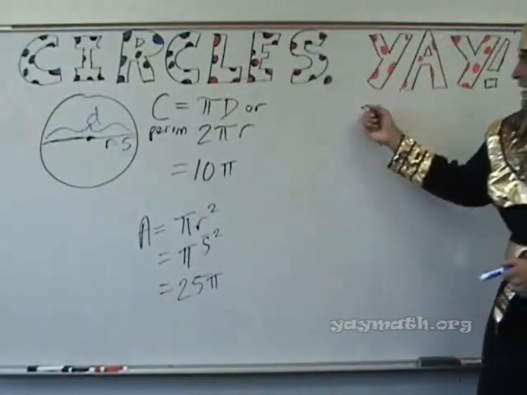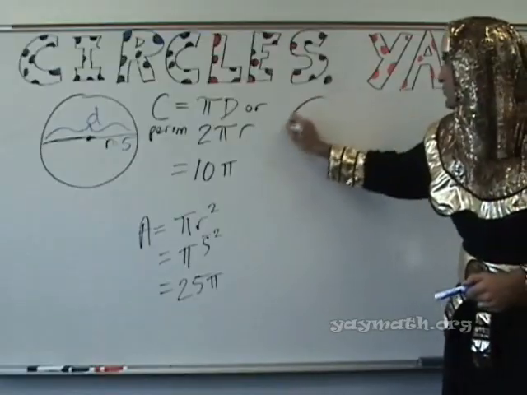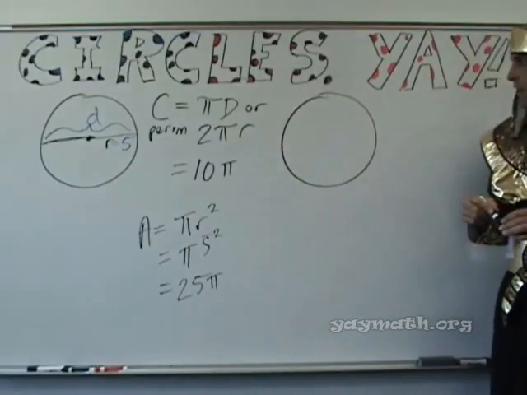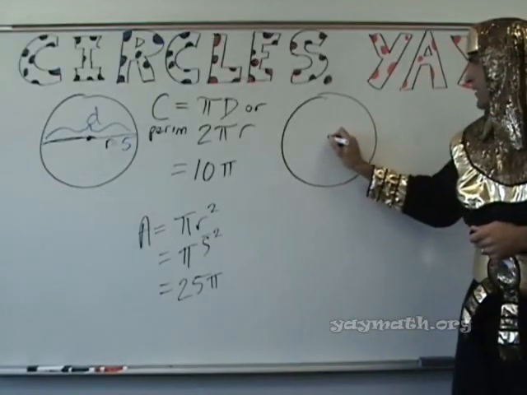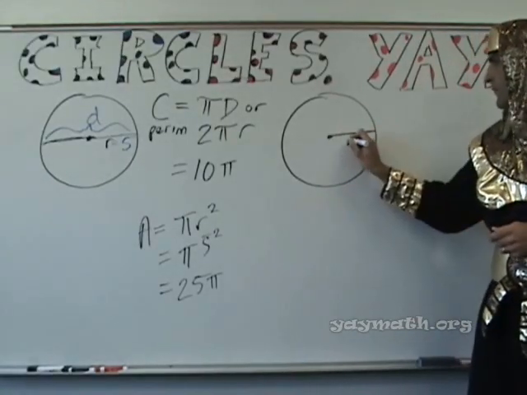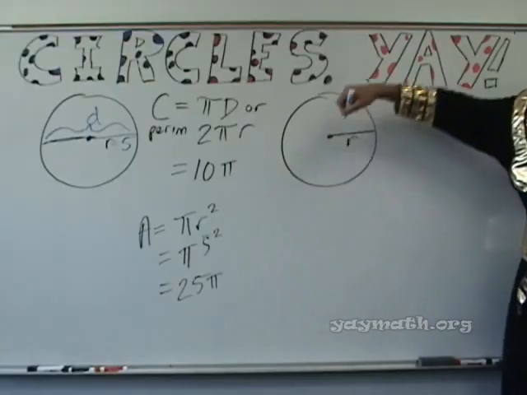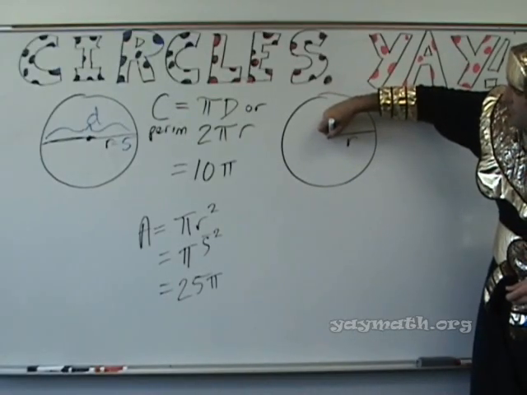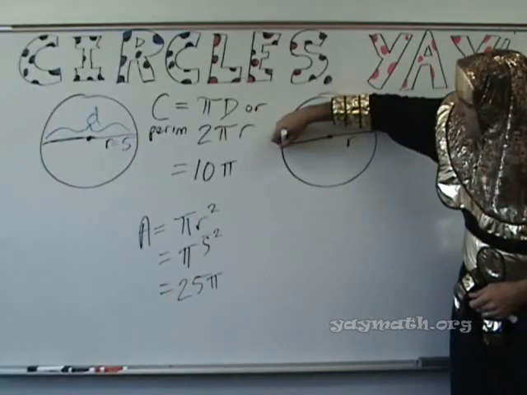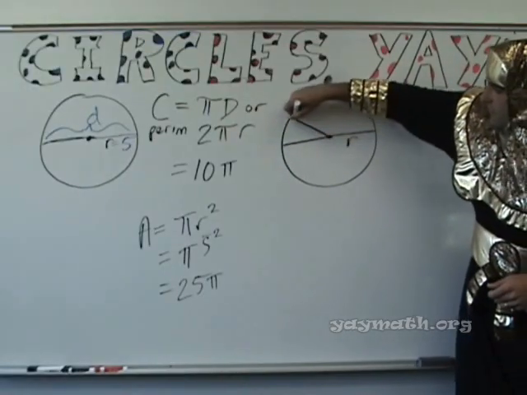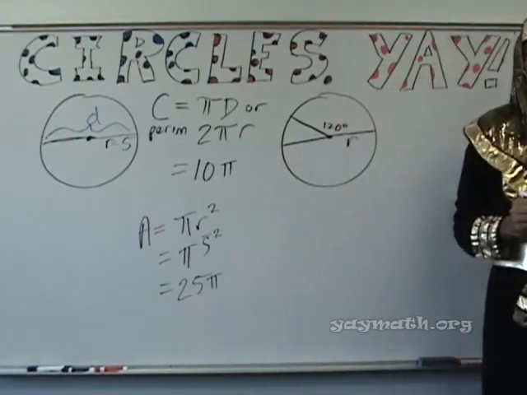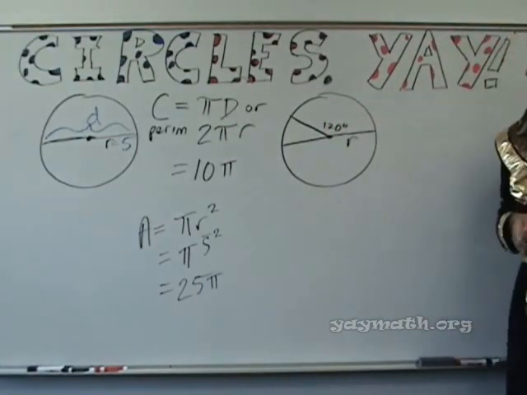Okay, next topic, another circle. And now we do another radius in here. All right, and let's put a diameter there. Let's go here. 120 degrees. Okay, 120 degrees.